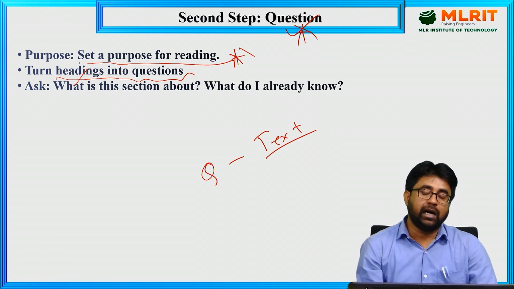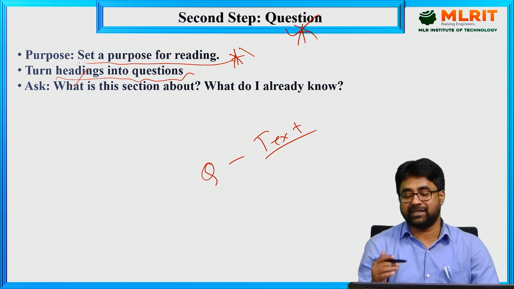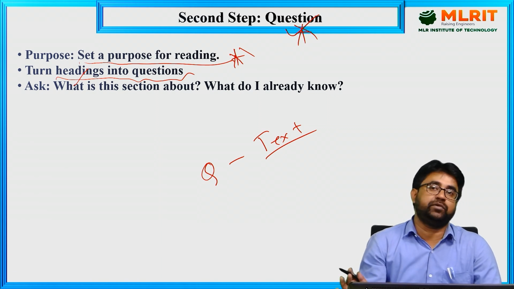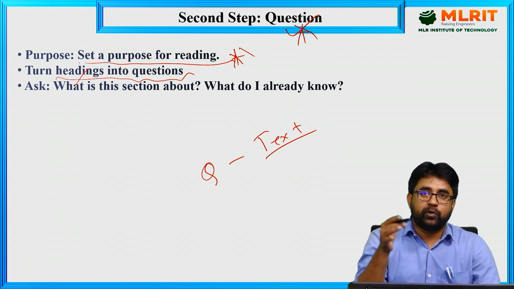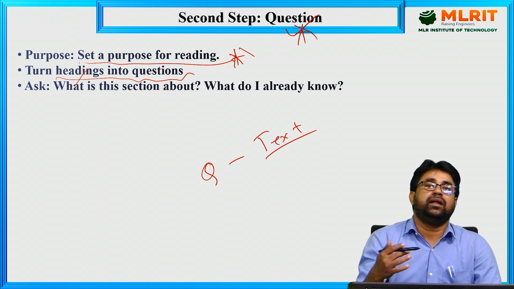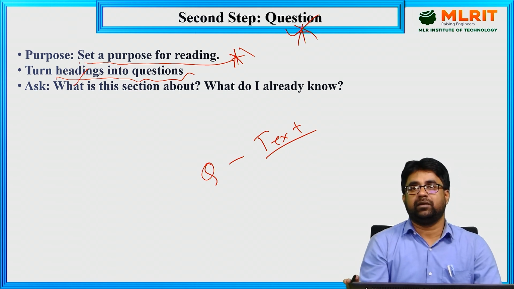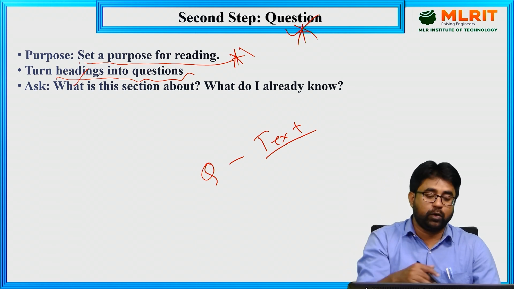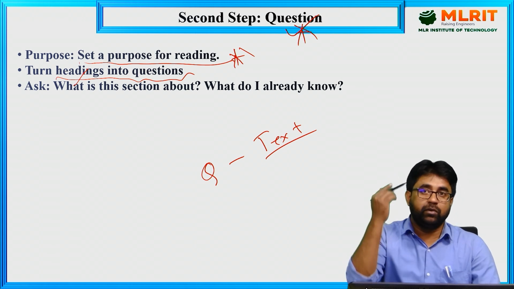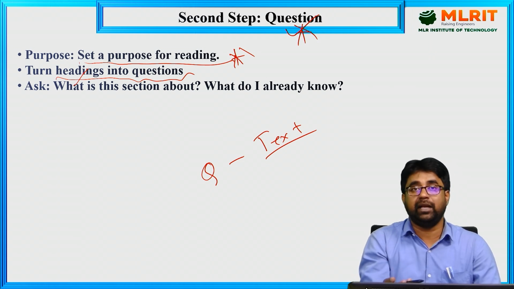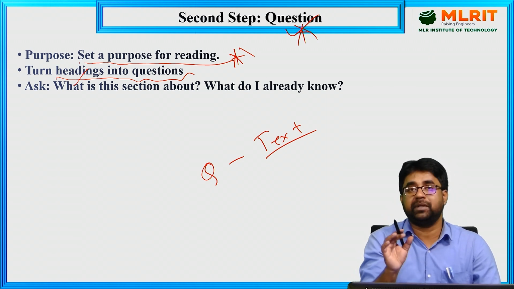For example, in the previous lecture we discussed art and literature. The title of the first section was "Art helps life to survive." Now, if you have to turn this heading into a question, how can you do it? You can simply say, how does art help life to survive? Fine. So that becomes a question. The moment that question enters your head, your reading becomes much more focused. You already have a question in your mind whose answer you have to find while reading. So you get a purpose for your reading.